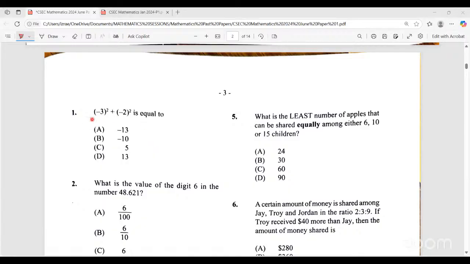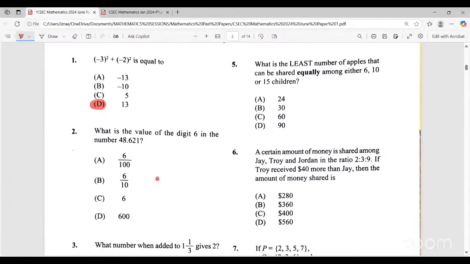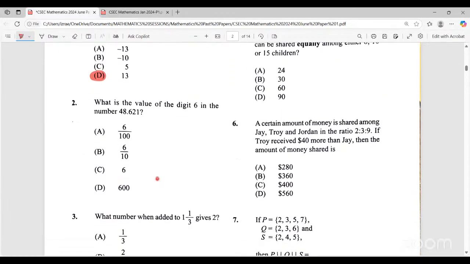So we're going to look at question 1, negative 3 squared and negative 2 squared. Negative 3 squared is 9, and negative 2 squared is 4, and 9 add 4 will be 13. So that is D there. And tonight we're going to try to do under a minute per question.